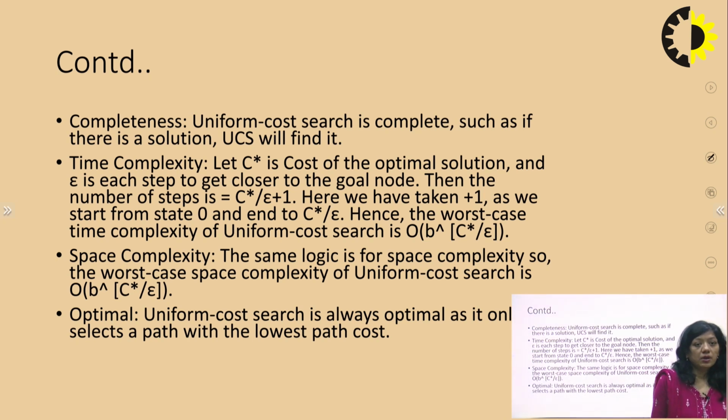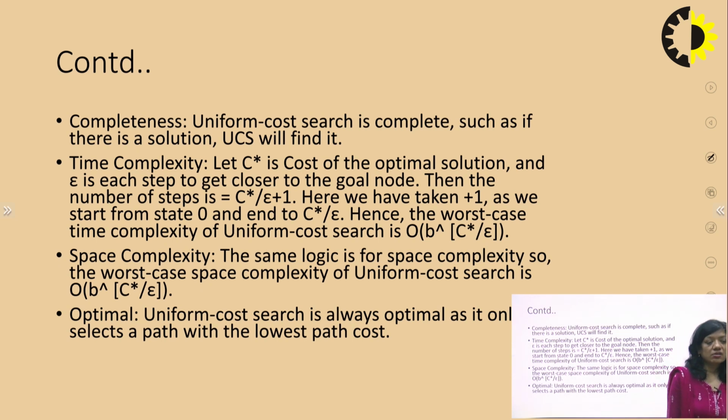Again, uniform cost search is complete, such that if there is a solution, UCS will definitely find it. For the time complexity, let C* be the cost of the optimum solution and epsilon be each step to get closer to the goal node. Then the number of steps is C*/epsilon + 1. Here we have taken plus 1 as we start from state 0, and it is C*/epsilon.